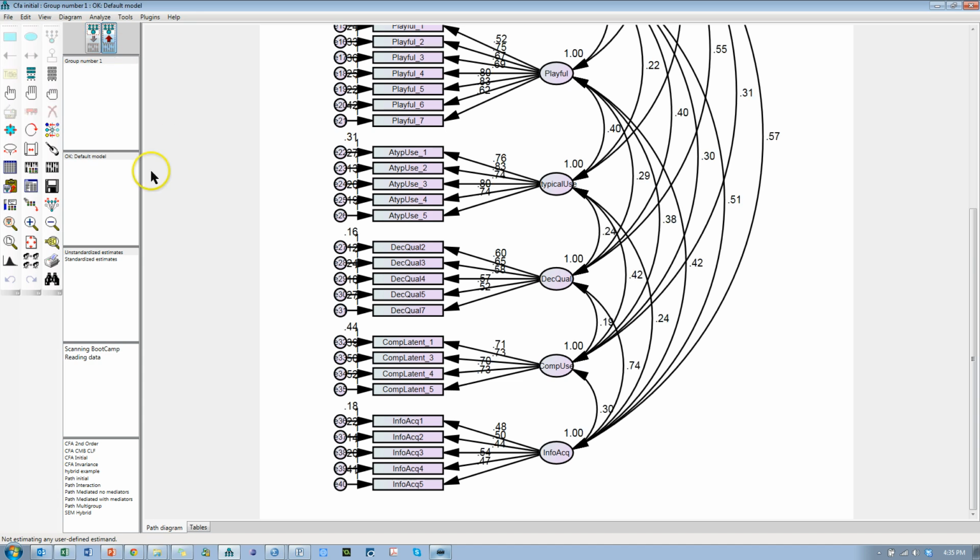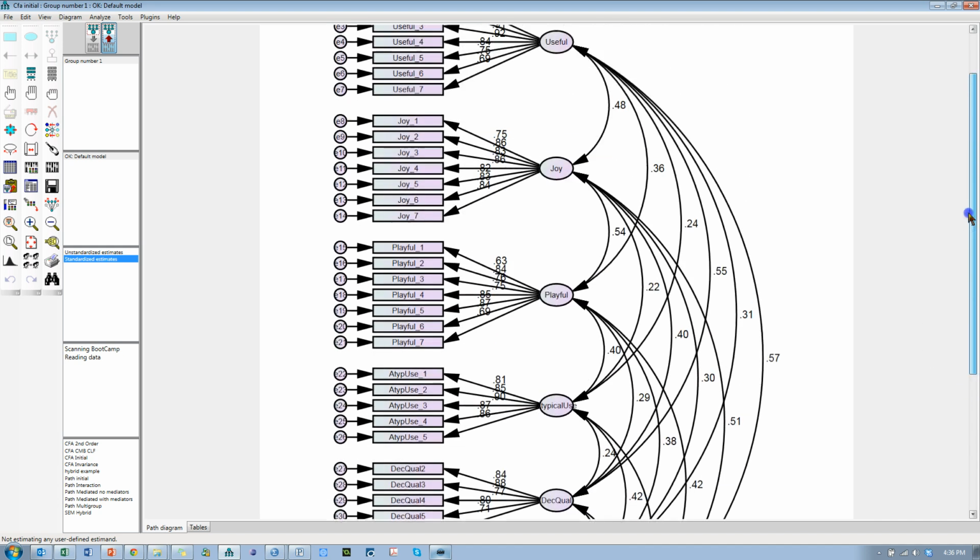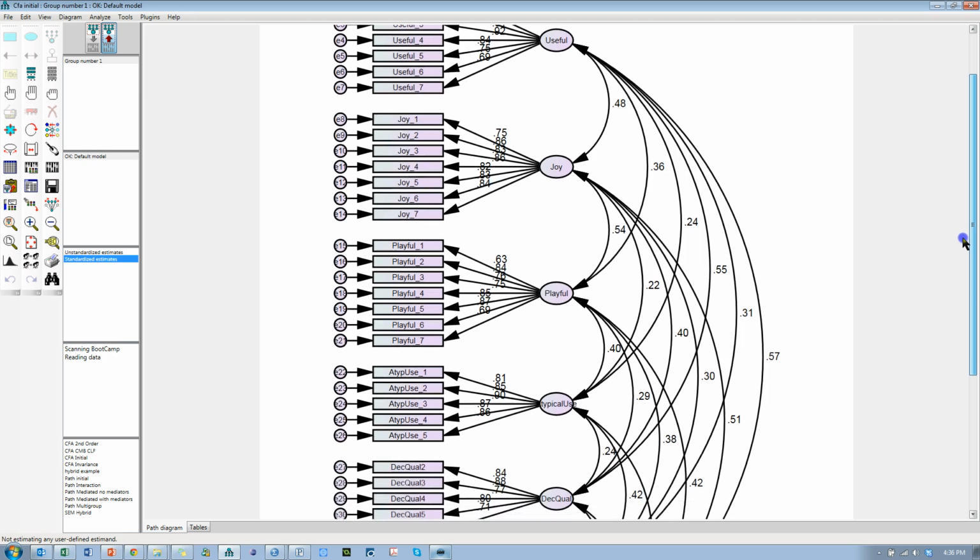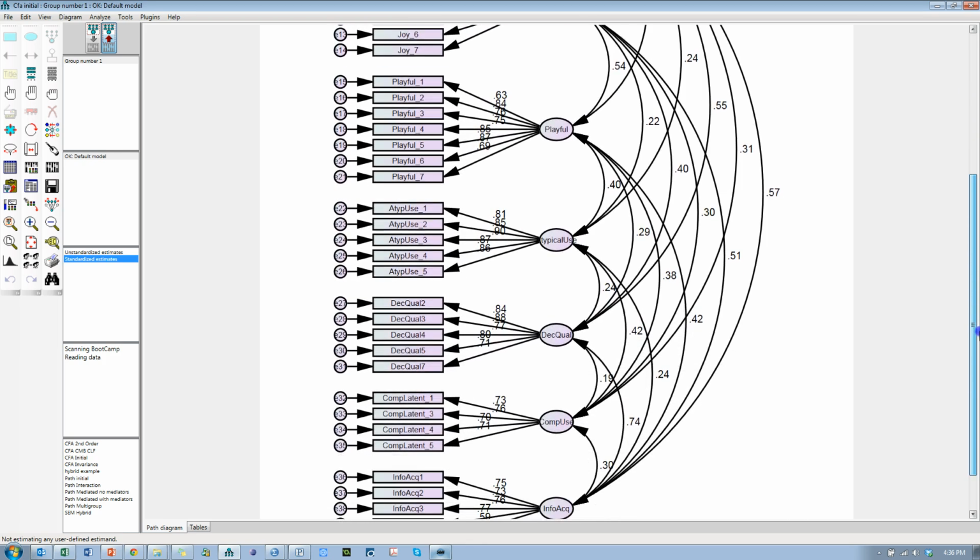Yay, it still runs, and it runs just fine. Identical loadings for standardized, not for unstandardized. Right. Okay. So is this good? Yes, it is actually. It's very good.